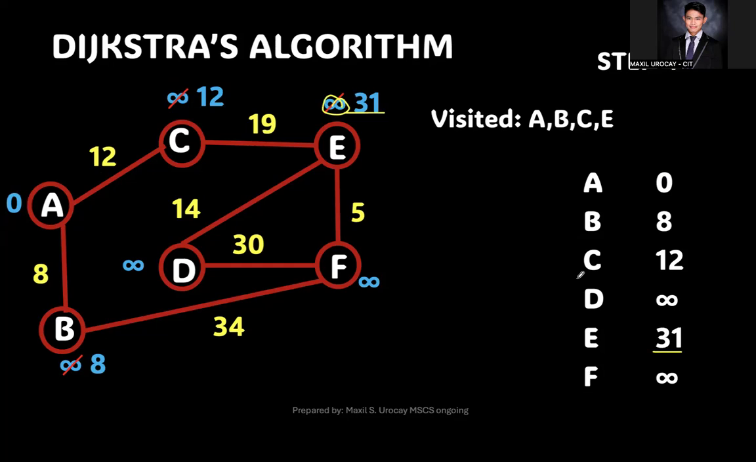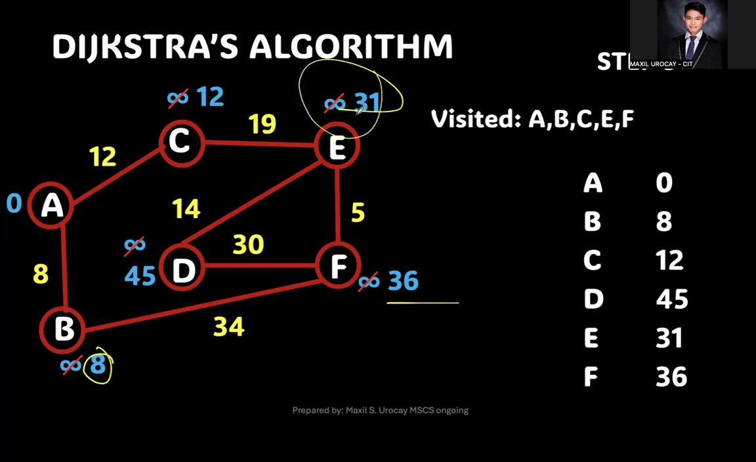Now, we already examined, and the visited are already A, B, C, E. We cannot revisit those. And here now, we will do E to D, 31 plus 14, or B to F, 34 plus 8. So we can go for step 5. Sorry, no, that's not it. We can have here A, B, C, E. So afterwards, you will visit the letter F.